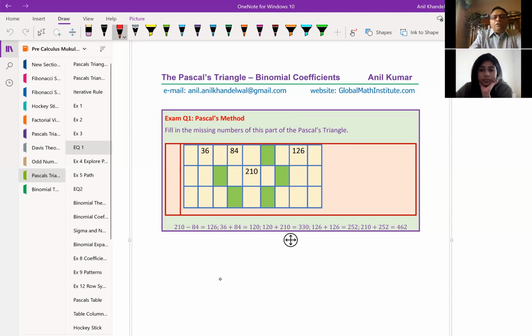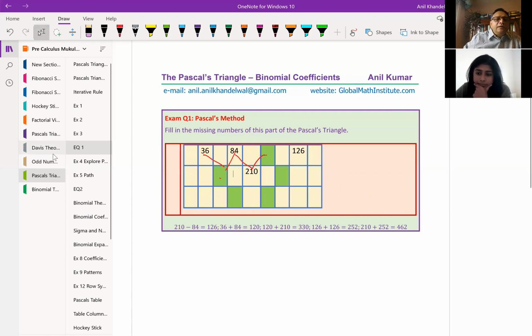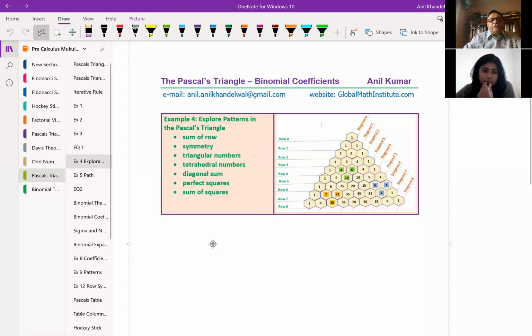Can you tell me how you will get this number here? By adding 36 and 84. Perfect. And this number, 210? By subtracting from here to this, and that is how you're going to move, and you can fill in this particular case. So try to do it once I share the video with you. Now that was just to give you a start on how to work with these numbers. We have to do a lot of those things.